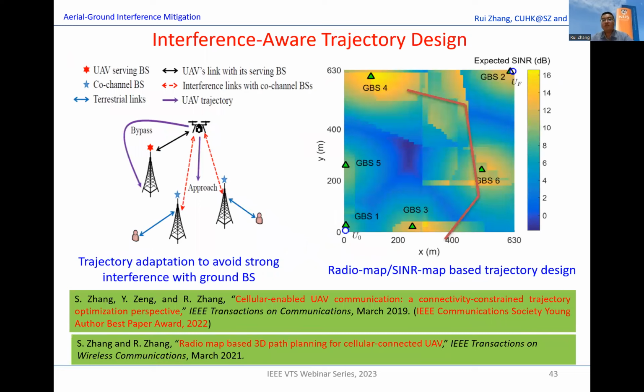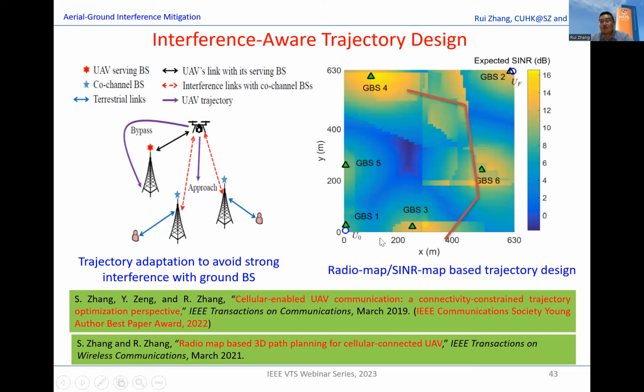Now, another very useful approach is to exploit trajectory design for the UAV. But in this case, it's a little different from the previous trajectory design, because here my main purpose is to design the UAV trajectory to avoid interference in the network. Remember that the UAV will also receive interference from the terrestrial base stations. So you can see this is the radio map, which gives you the signal-to-interference-plus-noise ratio distribution over the space. Given such a map, we can design the UAV trajectory to travel through the regions that have a high signal-to-interference-plus-noise ratio, which means low interference regions.